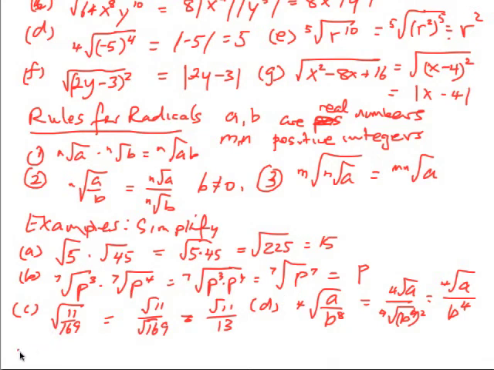Alright, and part E, let's suppose that we have the 3rd root of the 4th root of 7. This would be 3 fours are 12, the 12th root of 7. Okay.